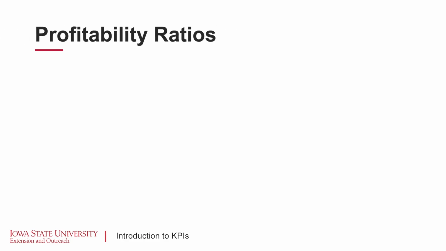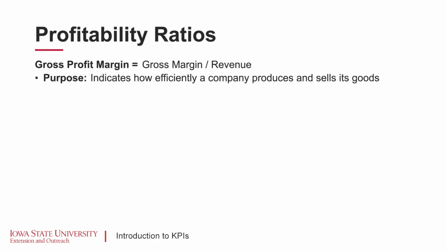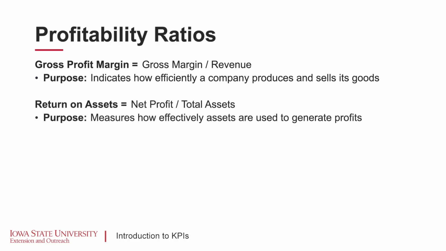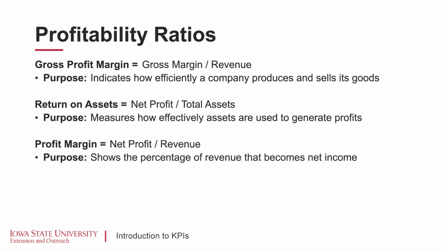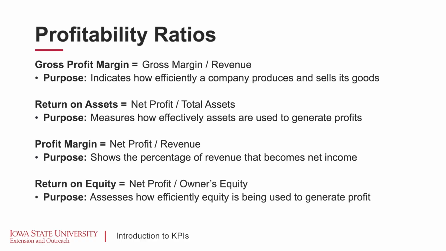Next, we have profitability ratios. The gross profit margin, calculated as gross margin divided by revenue, indicates how efficiently a company produces and sells its goods. Return on assets, which is net profit divided by total assets, measures how effectively assets are used to generate profits. The profit margin, calculated as net profit divided by revenue, shows the percentage of revenue that becomes net income. Lastly, return on equity, which is net profit divided by owner's equity, assesses how efficiently equity is being used to generate profit.